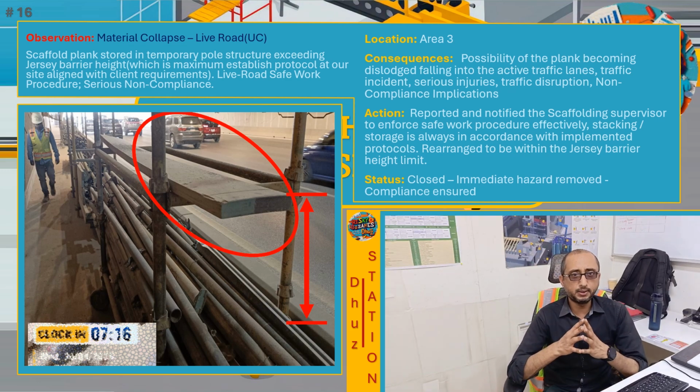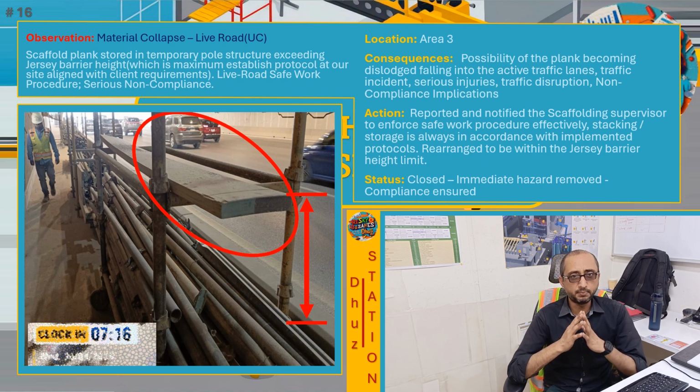This observation is labeled as a material collapse, live load, same is the hazard here, immediate causes, unsafe condition. What is the issue here? Our teams are working alongside the live road where one of our scaffolding teams stacked their scaffolding material, tubes and planks. One of the planks is exceeding the safe stacking limit very dangerously.